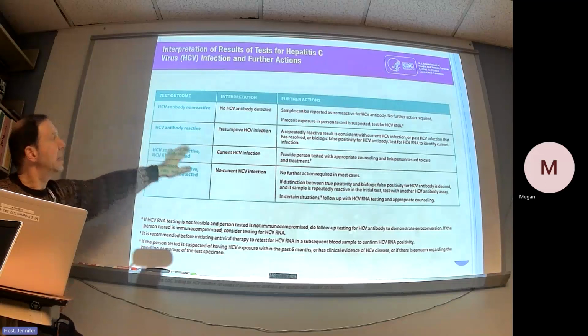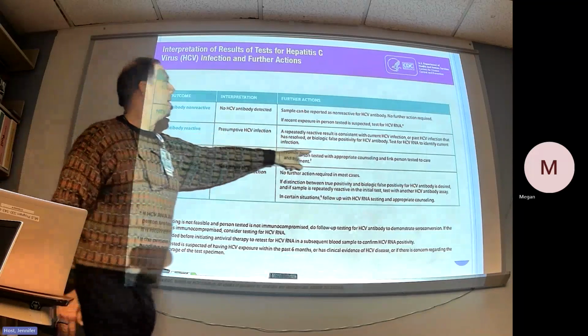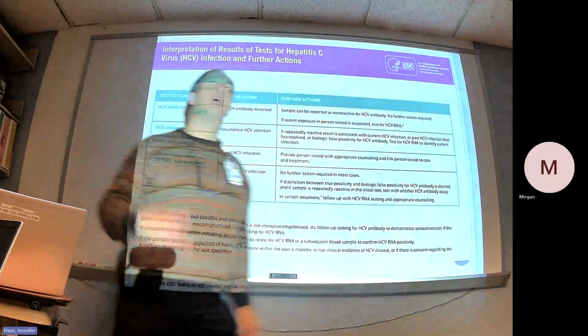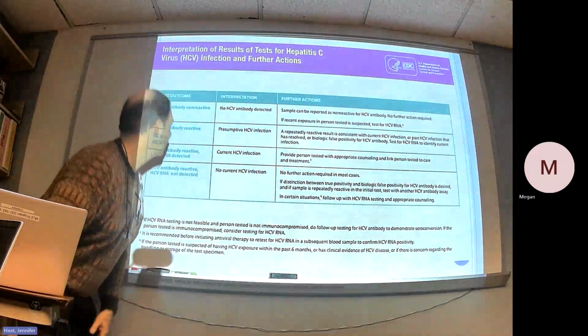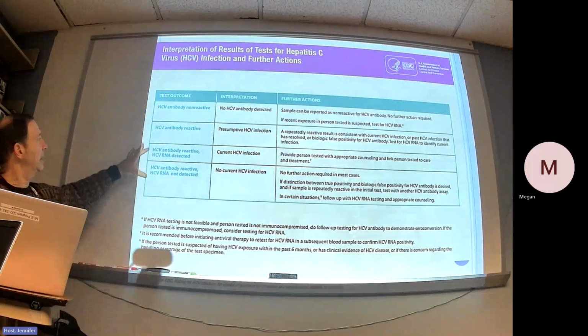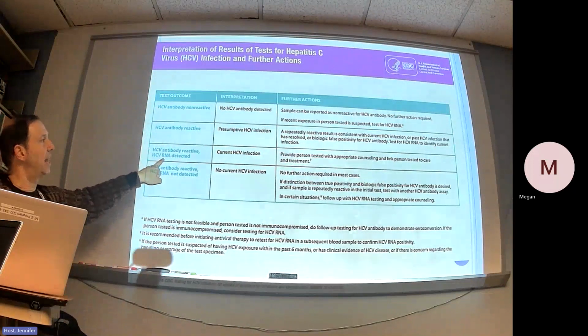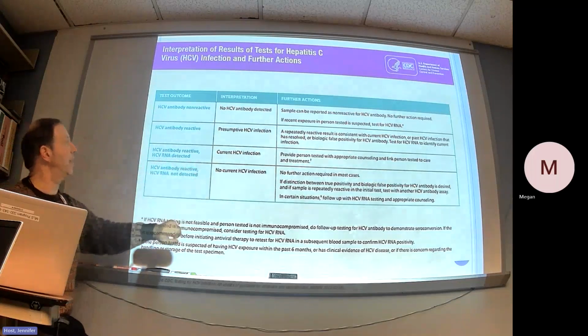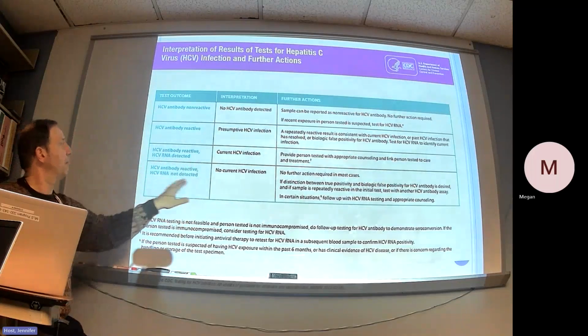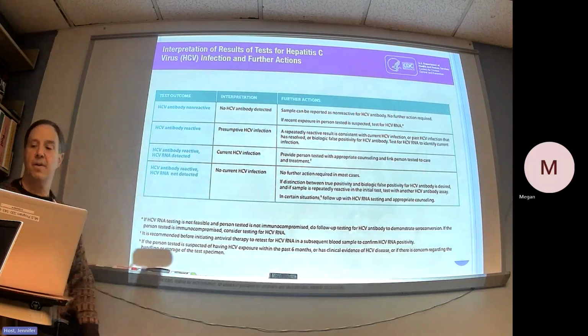Once you're positive, then you're looking at, do you have RNA or not? Are you chronic or are you done with it? Is it current? And then again, if I have antibody and HCV RNA, then I'm looking more at a current infection. If I'm negative for both, then that really rules it out.